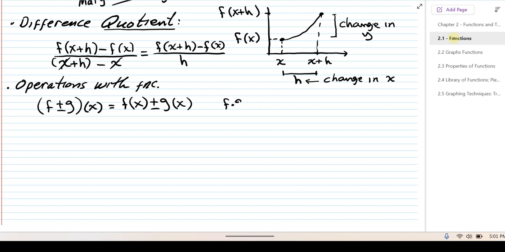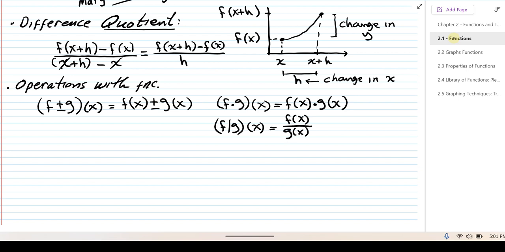We could multiply functions. Their product is notationally written like this: f times g, both in parentheses, and then x in parentheses. That means first function times the second function. And we can also form a quotient of functions. If we divide two functions, we write it this way. Okay, so again, we have addition, subtraction, multiplication and division of functions.